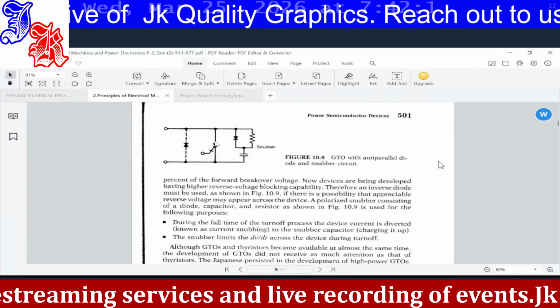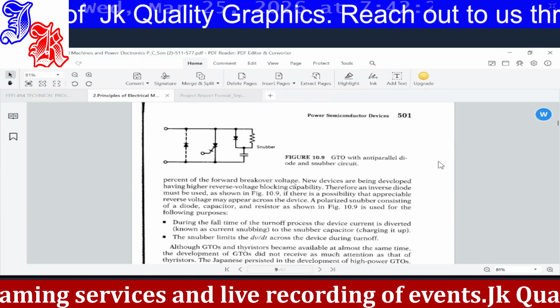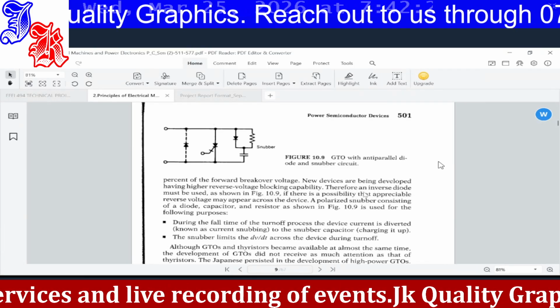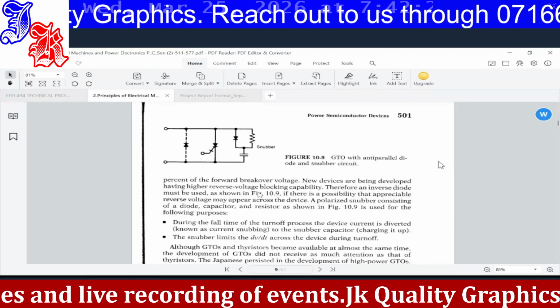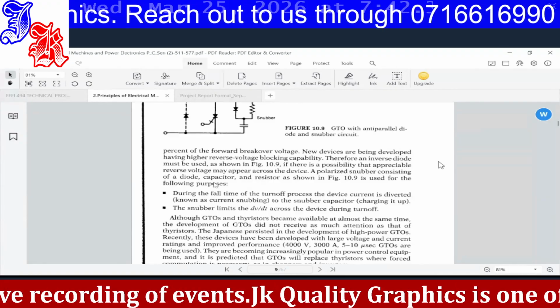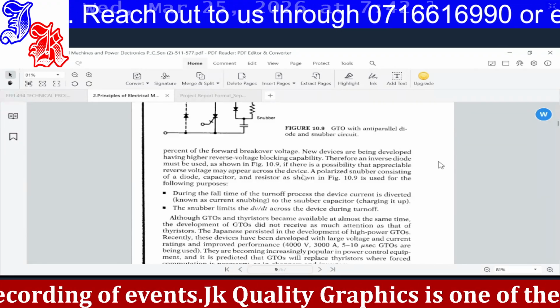So we normally include a diode in the circuit to ensure it has reverse blocking capability. Therefore, an inverse diode must be used if there is a possibility that appreciable reverse voltage may appear across the device.